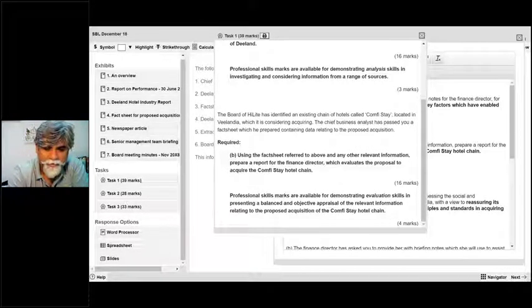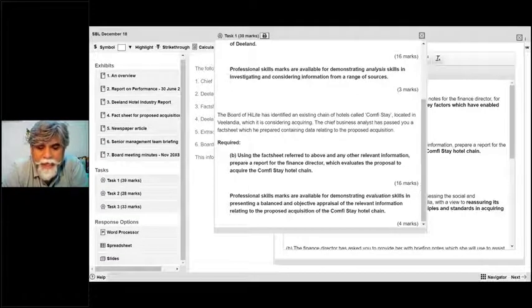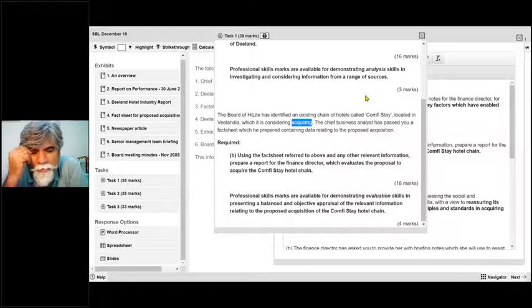How do I mark here? The board of Highlight has identified an existing chain of hotels called Comfy Stay, located in Vilandia, which it is considering acquiring. You see the word acquiring? Very good. So the moment you see the words considering acquiring, it's futuristic. Which model? Come on. SFA, right?